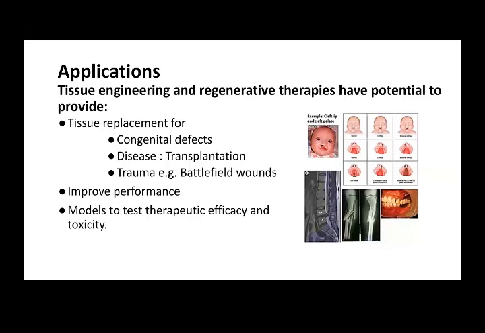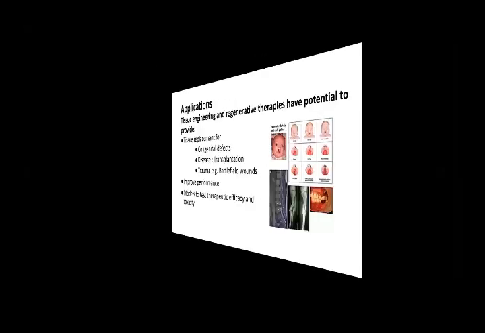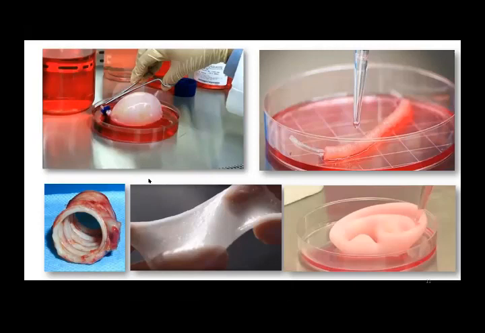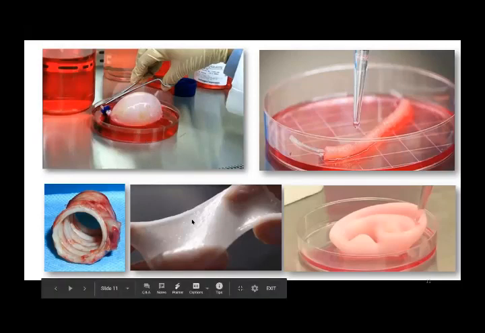What does it do? It improves the performance of that limb, organ, whatever it is that we are engineering. Models to test the therapeutic efficacy and also toxicity. Again, these are just some of the examples of tissue engineering, how advanced it's gotten, and what they've been able to achieve in labs. The topmost picture just now, we saw it earlier as well, as the bladder, trachea, multiple other things as well.